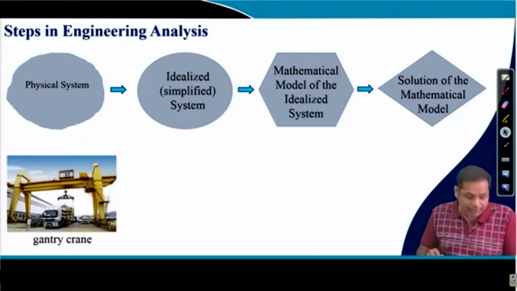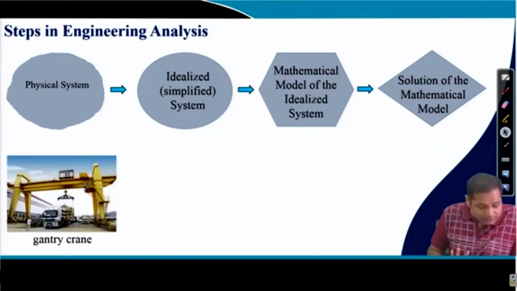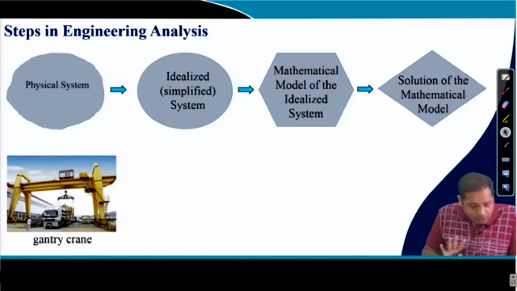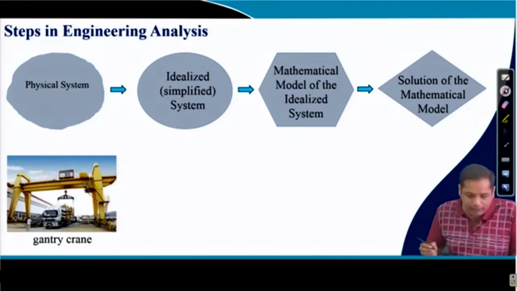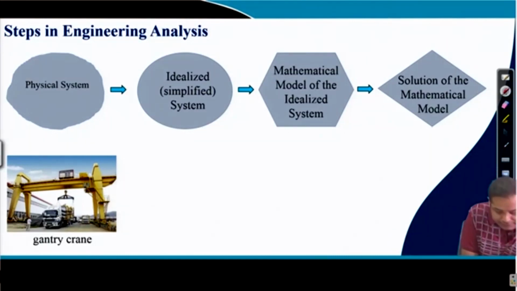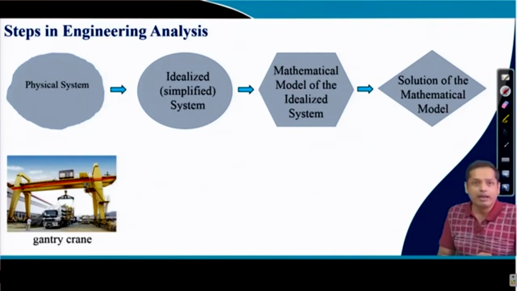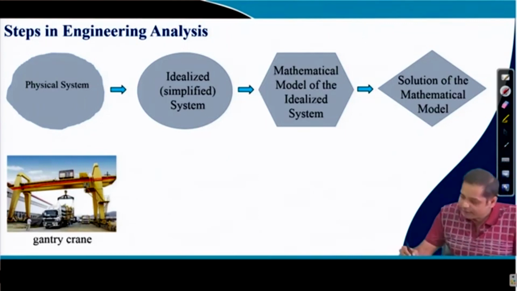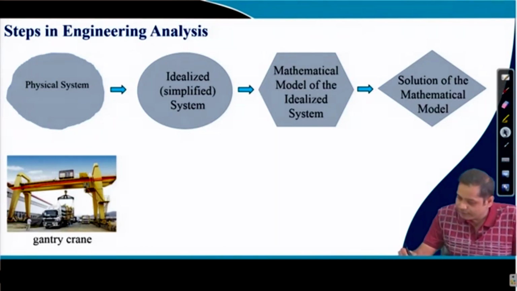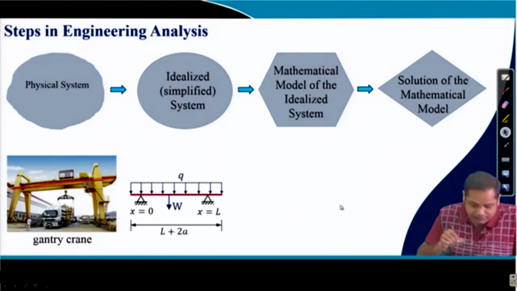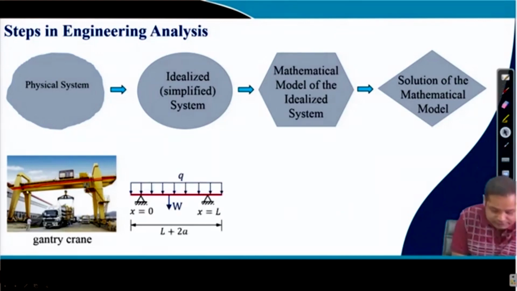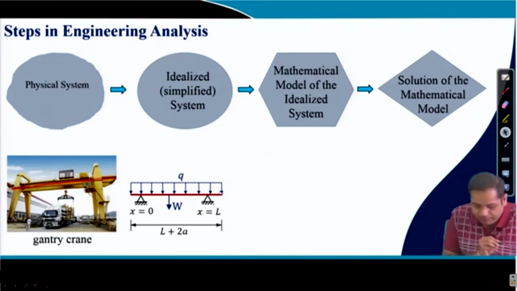Let us take a gantry crane. Many of you have seen this gantry crane. It is a very common structural system in workshops. So now suppose I want to analyze the beam of this gantry system, this part. Okay. Now, what is my idealized system for that? This system is now idealized as this. So, this is a beam, idealized as this.